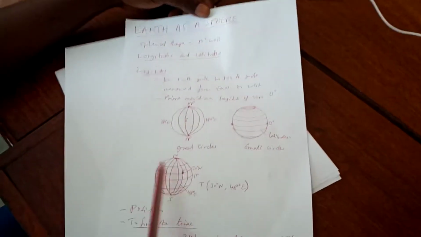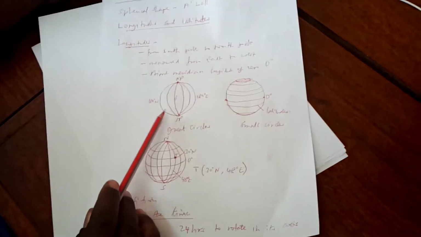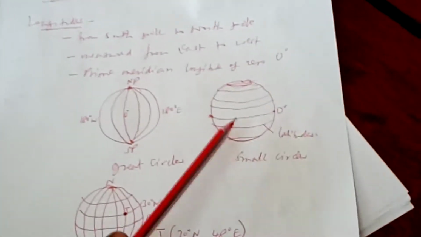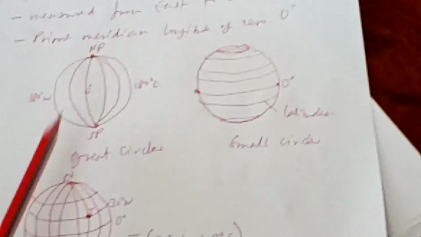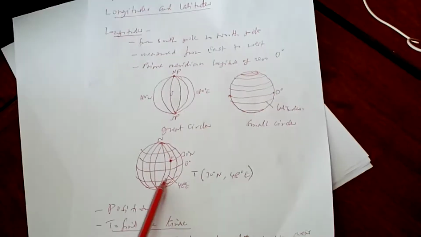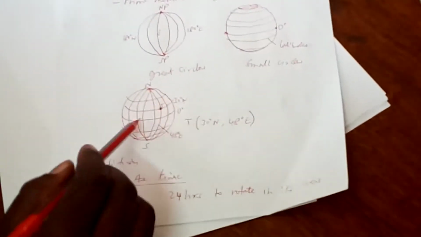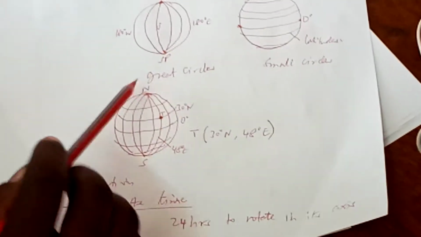Earth as a sphere, we have seen that the Earth has two types of lines. This is a spherical shape, and it has two types of lines: one is longitudes and the other is latitudes. When they are joined together, they form this kind of shape. Now the Earth has latitude and longitude.